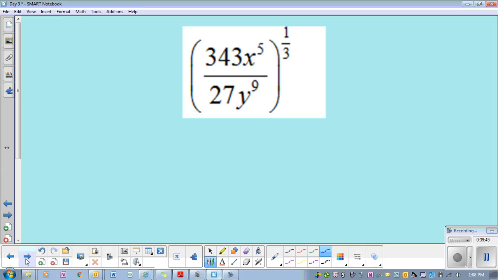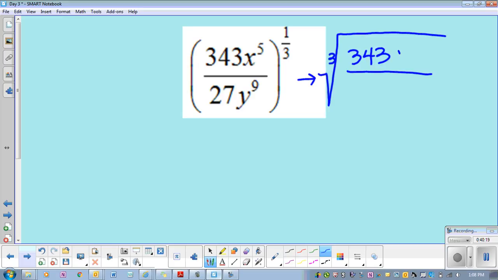All right. So what about this one? Now, let's see. I have this whole fraction to the 1/3 power. What does that mean, to the 1/3 power? It's cube root. So I'm going to rewrite this as a cube root, just because we're doing radicals. I realize you could do the exponent rule first, but we're going to use the radicals here. So we have 343 x to the 5th over 27 y to the 9th.